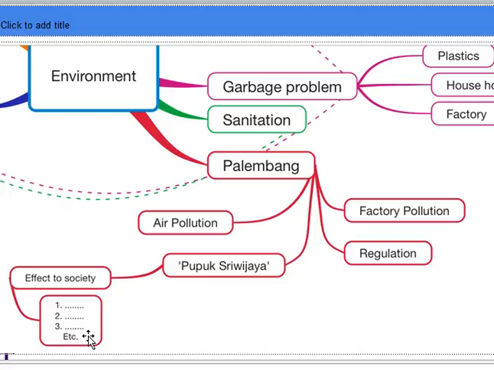Later on, I have to think of a topic sentence. I can make it a sentence that can be developed into a paragraph just about the effect on society in relation to pollution or environment problem with the issue of Pupuk Sriwijaya. So we are not going to talk about the paragraph yet. We are not going to talk about topic sentence yet, but we're talking about pre-writing that you have to do.